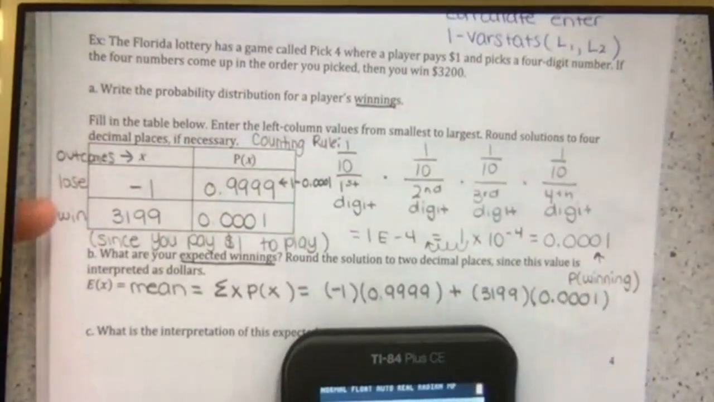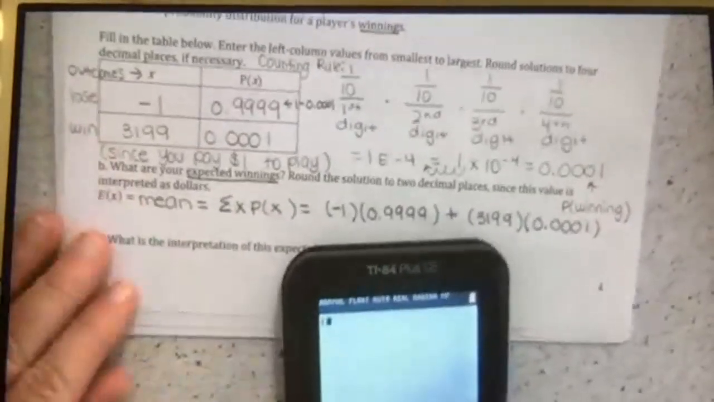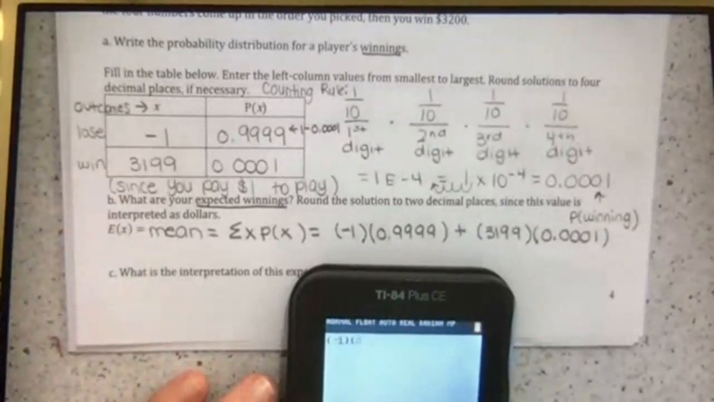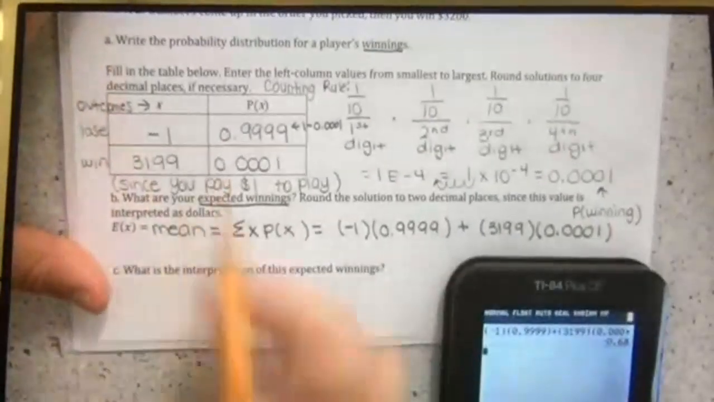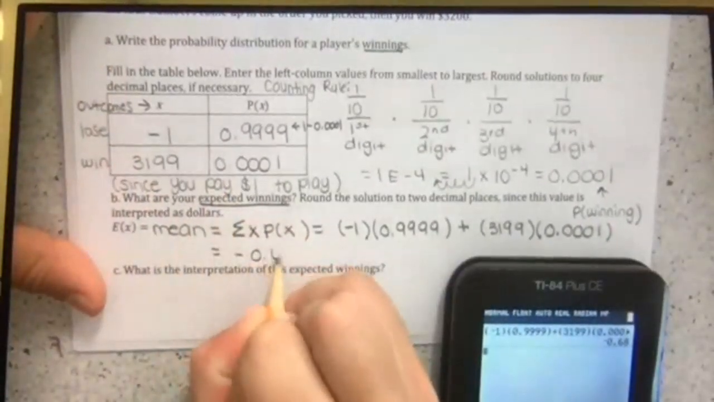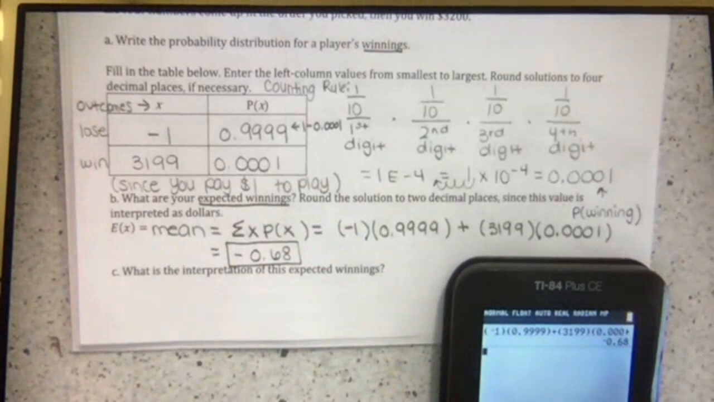Again, just to reiterate, if you want to plug this into list 1 and list 2, like we did earlier, that's fine too. This one's just easier because it's such a small list. Either way, you'll get the same answer, totally up to you. So -1 times 0.9999 plus 3199 times 0.0001. And this will give us -0.68. So that is our expected value. That is your expected winnings, which is okay that it's negative. I get people who freak out that it's negative. That's okay.